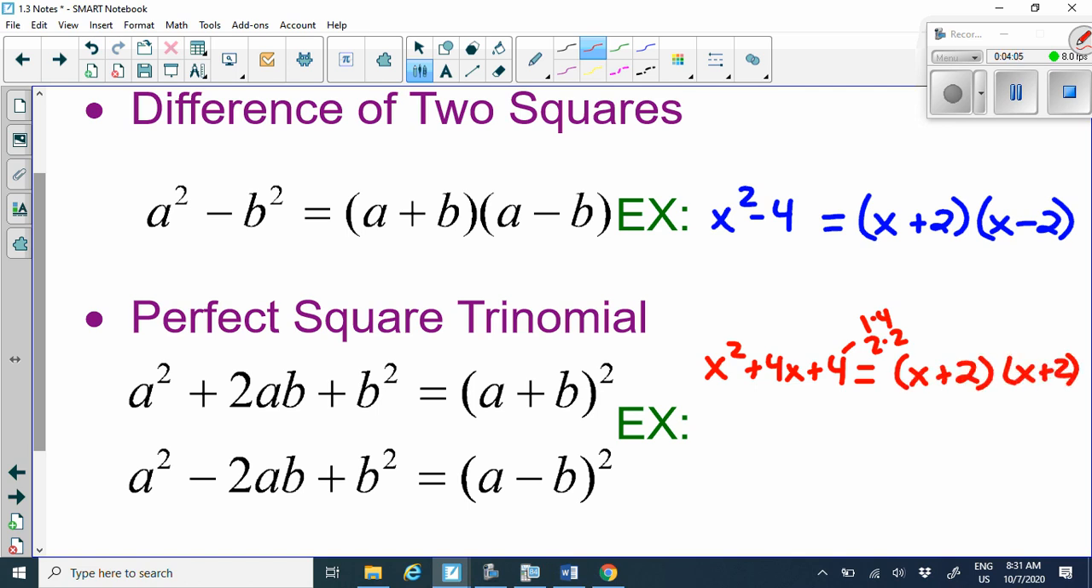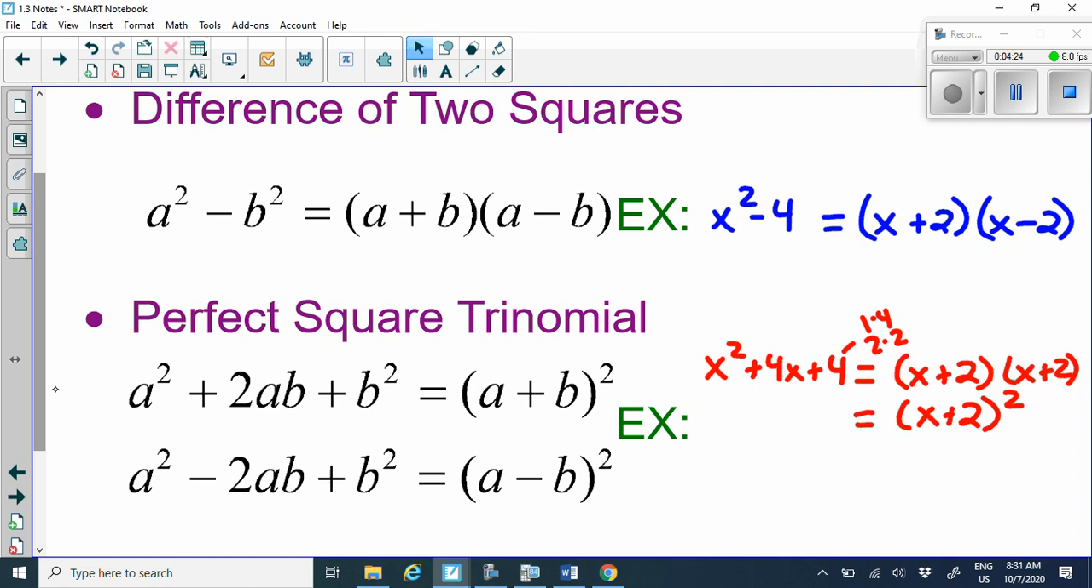Now notice that the terms are exactly the same. The factors are exactly the same. So that's why we can write it as x plus 2 squared. So anytime that your factors are exactly the same, you can have that exponent.